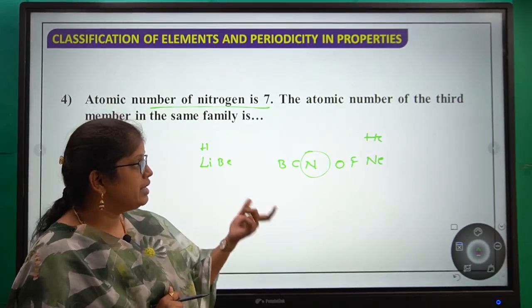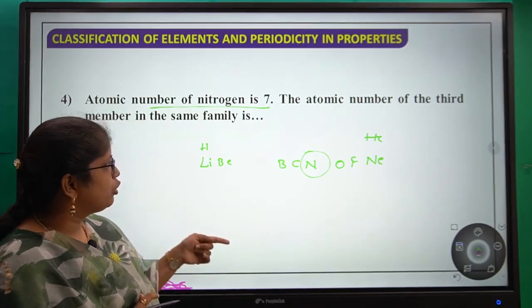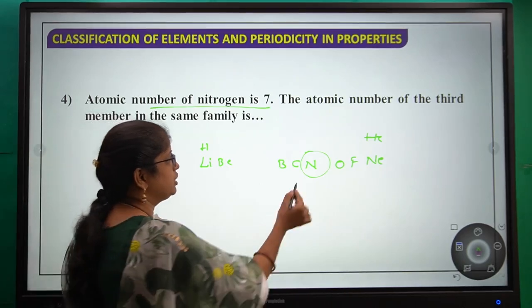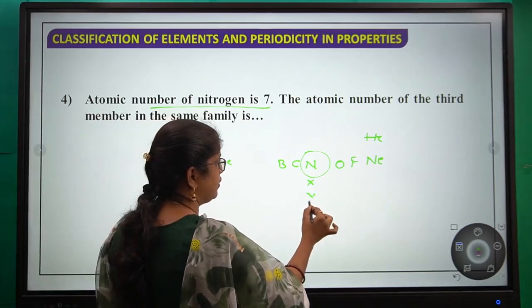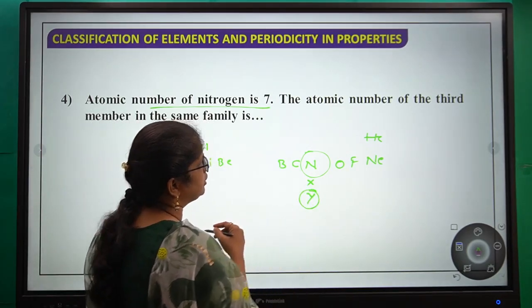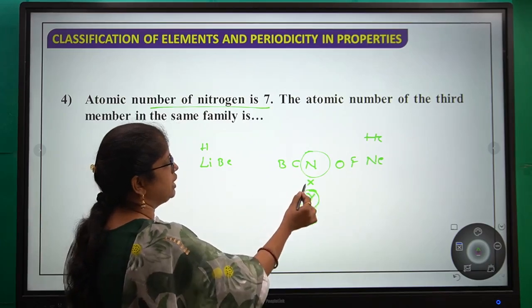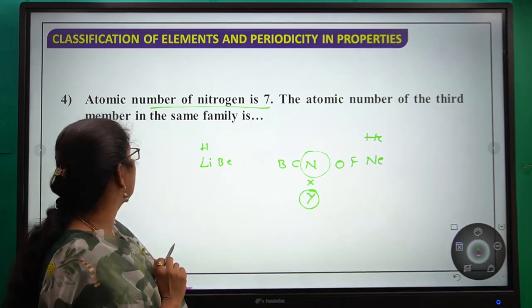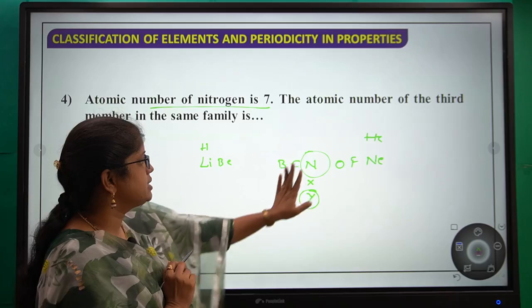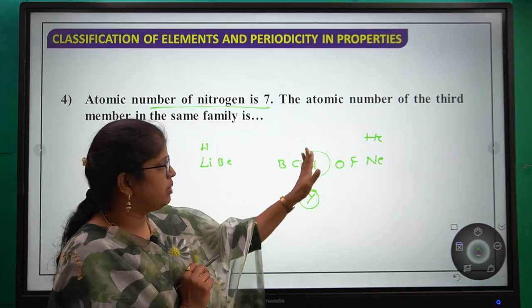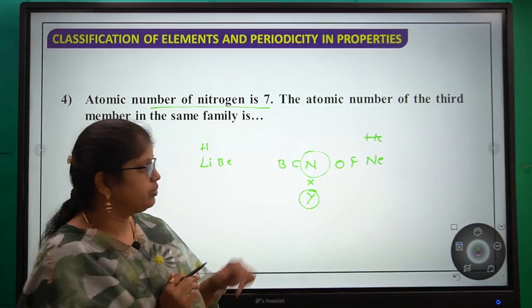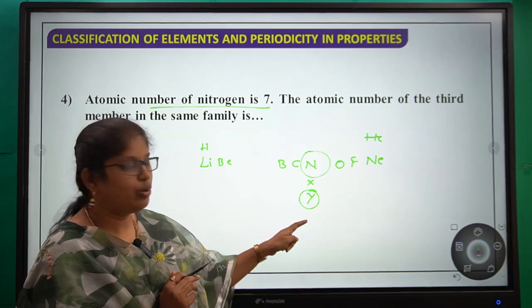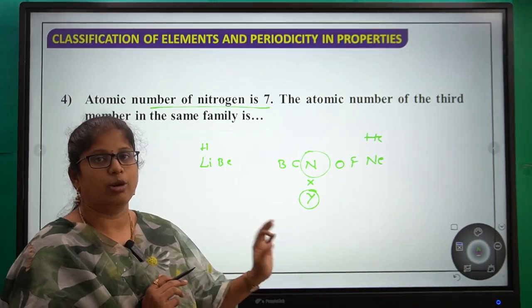So now what he is asking: below the nitrogen, the atomic number of the third element. Here X and Y, so this will be the third element. First, second, third. Atomic number of the third member in the same family. In the same family, which is the first element? Nitrogen. Second element? X. Now he is asking the third element, Y's atomic number.